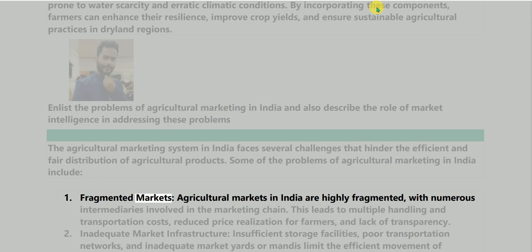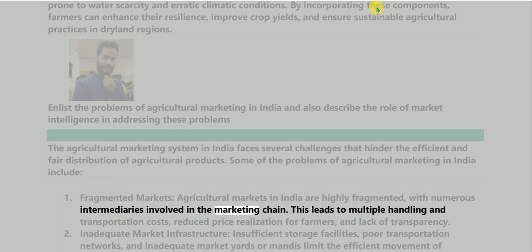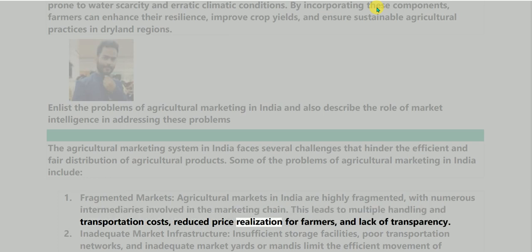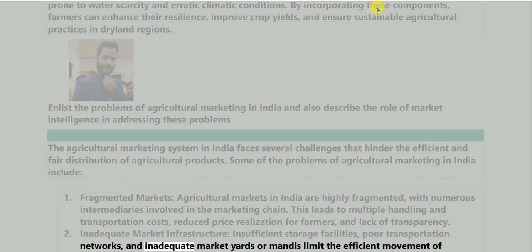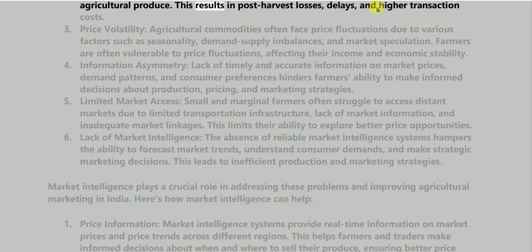Fragmented markets. Agricultural markets in India are highly fragmented, with numerous intermediaries involved in the marketing chain. This leads to multiple handling and transportation costs, reduced price realization for farmers, and lack of transparency. 2. Inadequate market infrastructure, insufficient storage facilities, poor transportation networks, and inadequate market yards or mandis limit the efficient movement of agricultural produce. This results in post-harvest losses, delays, and higher transaction costs.